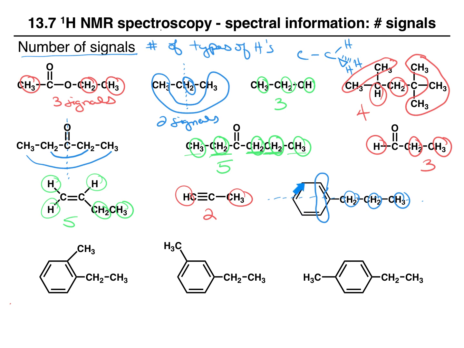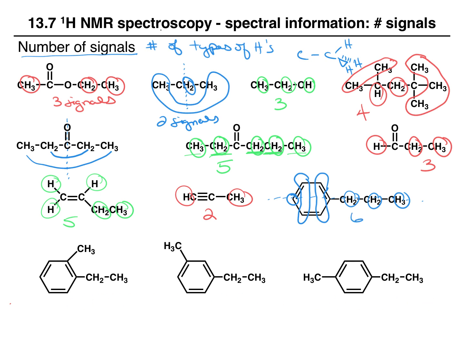These 2 hydrogens are the same as each other, but they are just a little bit different than these hydrogens. So this will give another signal. And then finally, the hydrogen on this carbon will give another. So here we are looking at 6 signals.